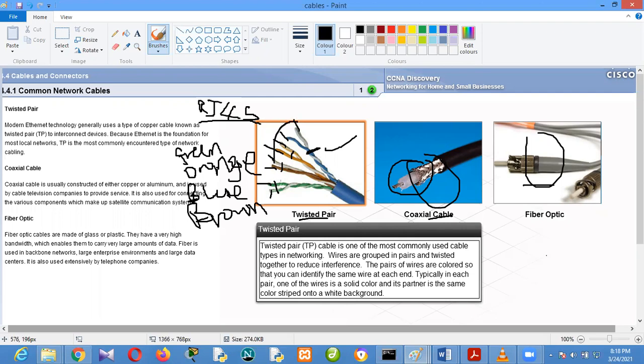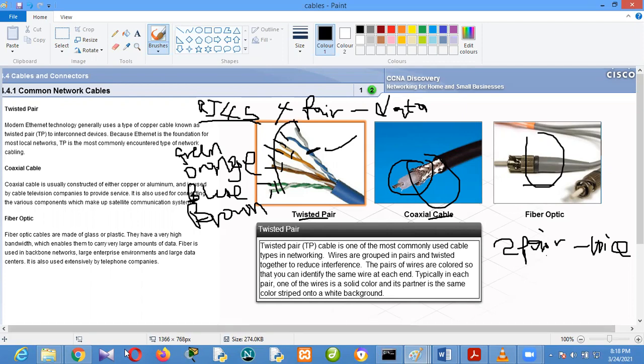This is four pair, and we use four pair for data. Although when I say data, I mean both data as text and even voice. There is another one that is of two pair. That one is for voice. That's the one that you will see with intercom phones.